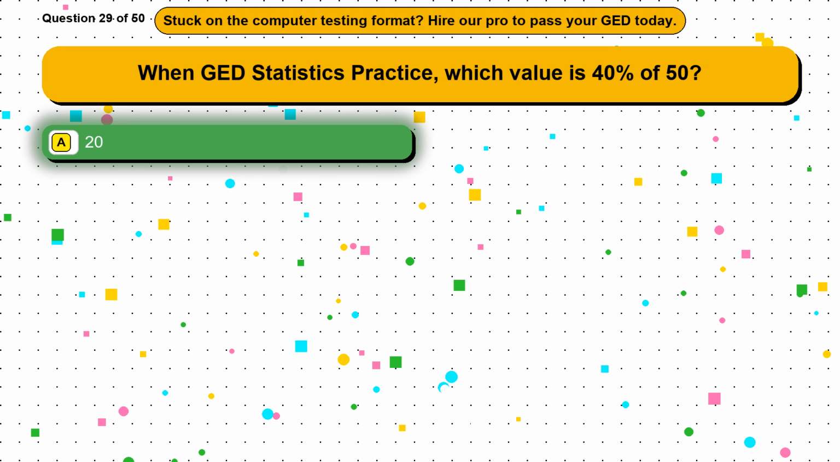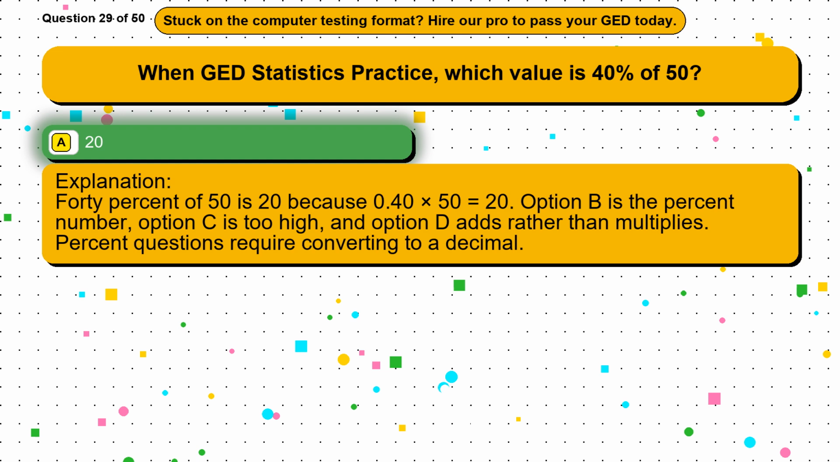20. 40% of 50 is 20 because 0.40 times 50 equals 20. Option B is the percent number, option C is too high, and option D adds rather than multiplies. Percent questions require converting to a decimal.